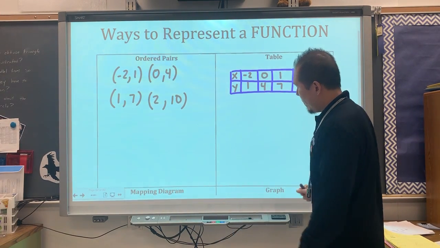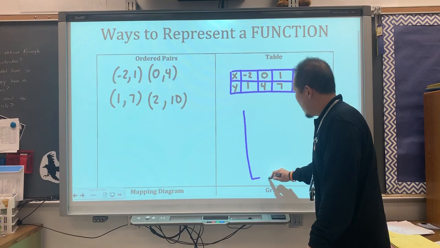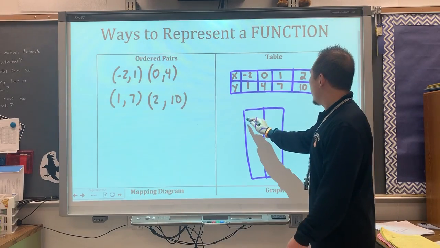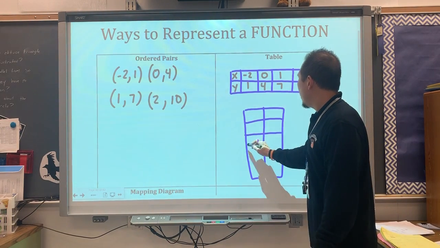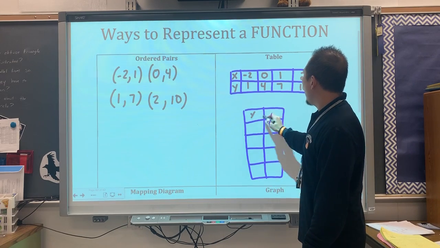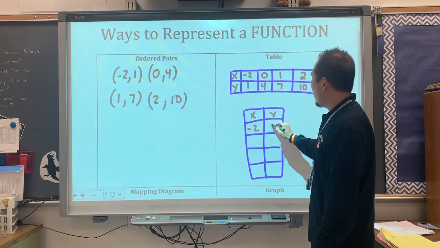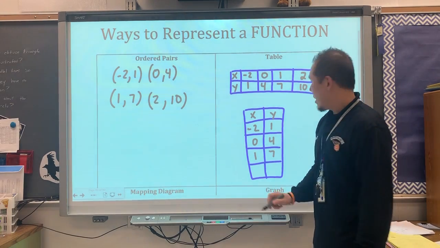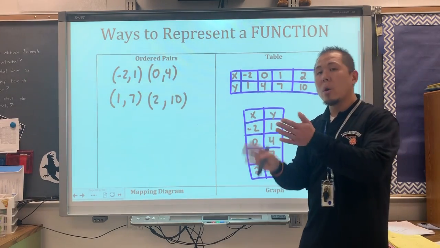That is horizontal. Let's say we wanted to represent it vertically. Okay? Draw it vertically, split it down into 2 columns, make a spot for the x's, and then again we have 4 ordered pairs. 1, 2, 3, 4. Add x and y, and then again put our values in. We know it's -2, 1, 0, 4, 1, 7, and 2, 10. Again, we're just taking our table and kind of shifting it so it looks up and down.